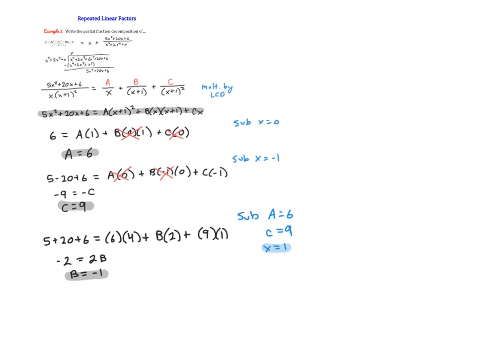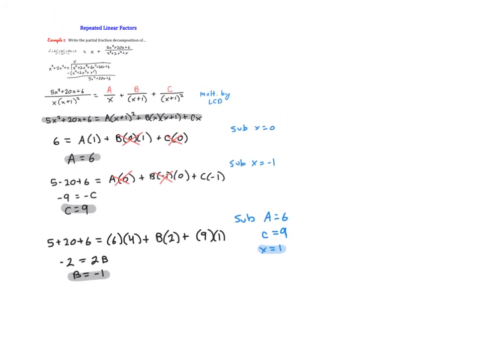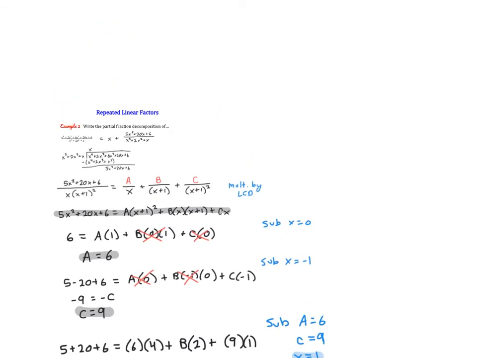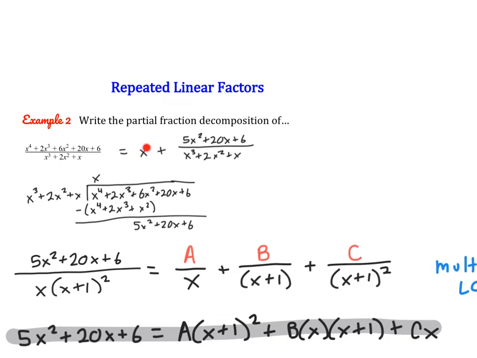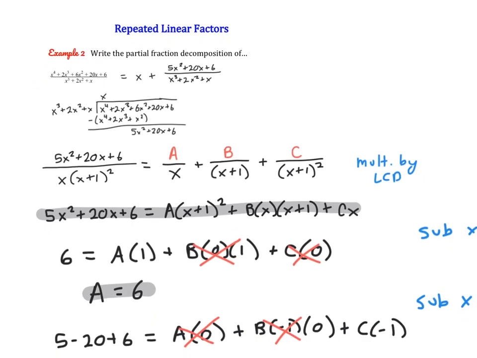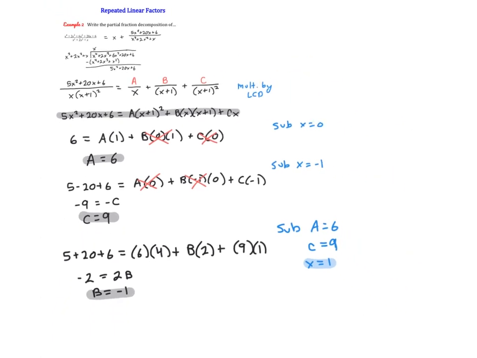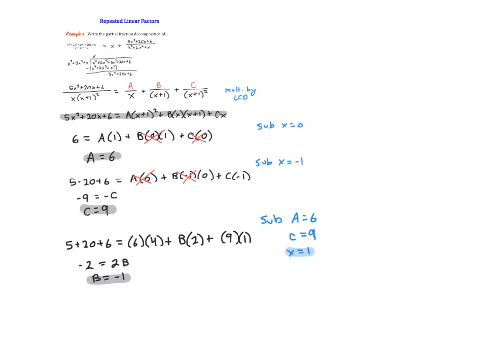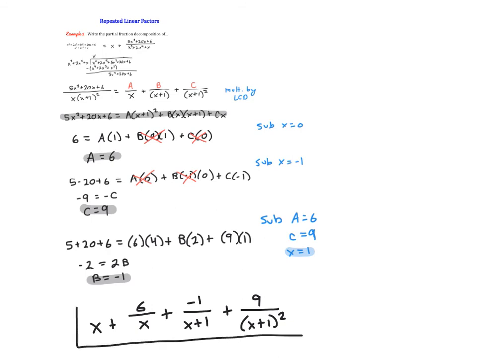So now that I have a, b, and c, I can go back and write this as partial fractions. Now remember, this fraction, if you go way back to the very beginning, we do have a whole number portion, which was x. So make sure you write that first. So that needs to be the first part of our answer. So we have x plus, and then we have our a value, which is 6 over x. And then we have our b value, which is -1 over x plus 1. And then we have our c value, which is 9 over x plus 1 squared. So this is our final answer.